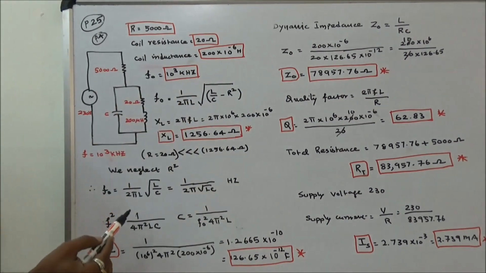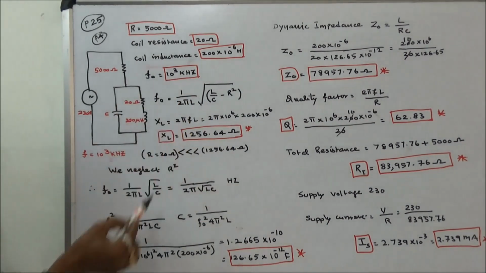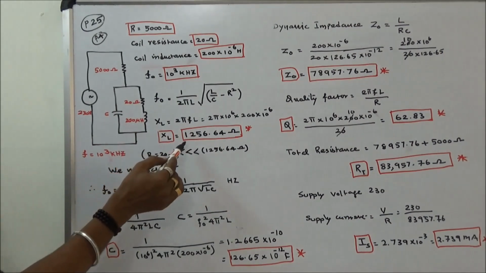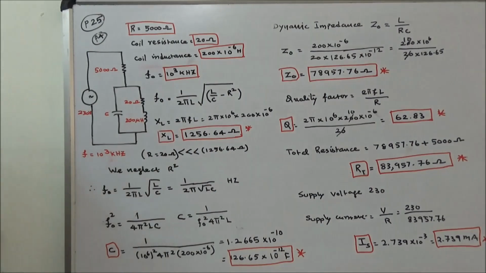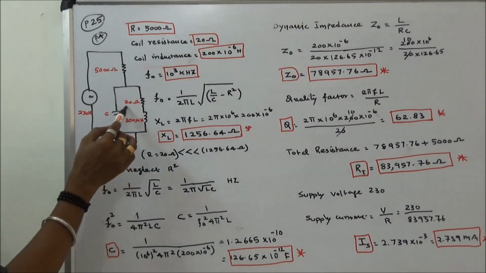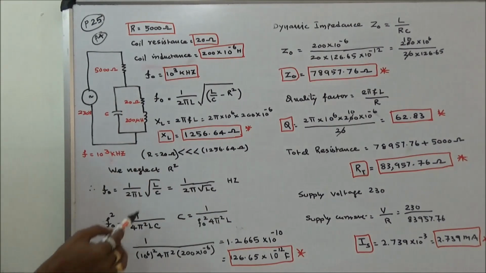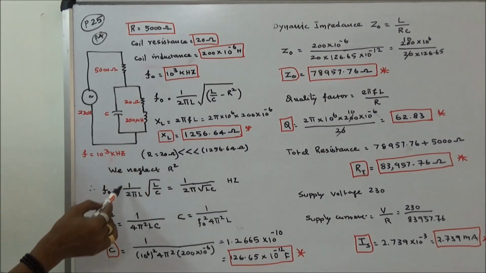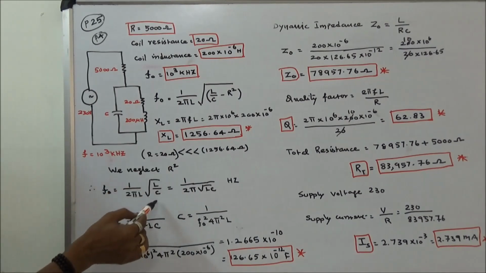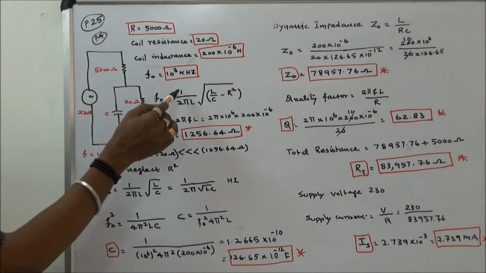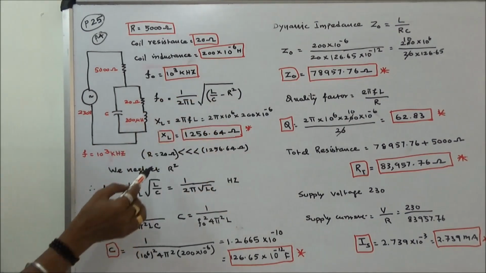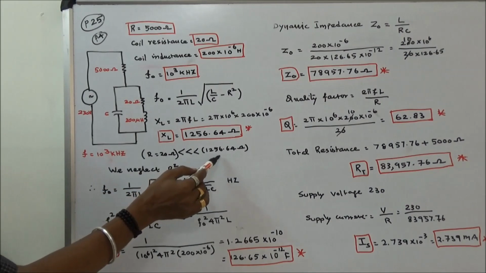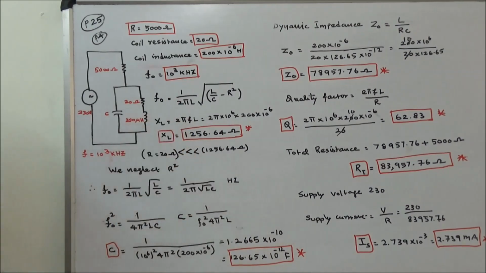Now we calculate XL. XL is equal to 2 pi F L, which is 1256.64 ohms. Here the resistance value is very small compared to XL, so we neglect the resistance. Now the resonant frequency becomes 1 by 2 pi root L by C. The actual resonant frequency is 1 by 2 pi root of L by C minus R squared, but we are neglecting it. Here this is 20, this is 1256.64 ohms.